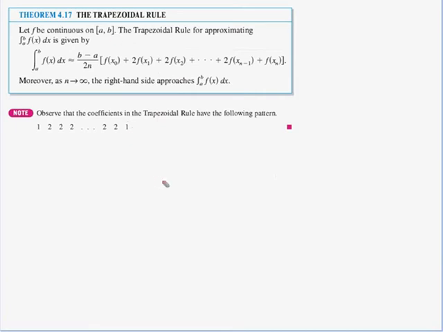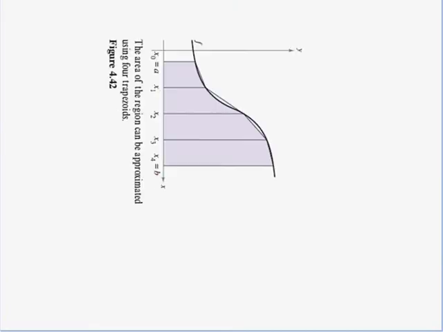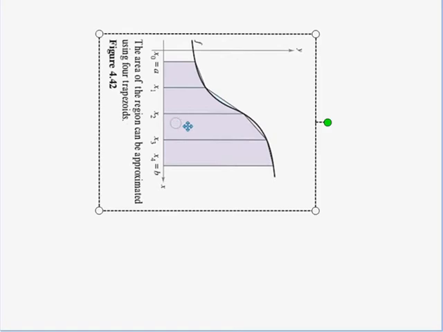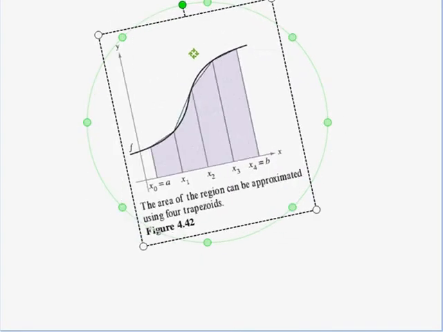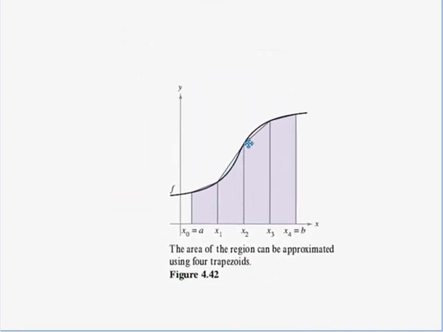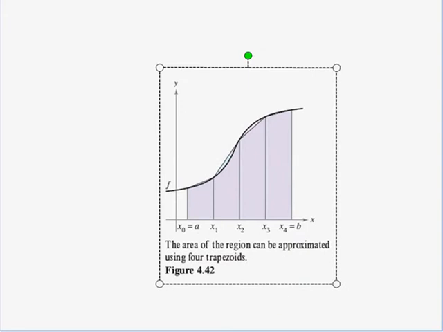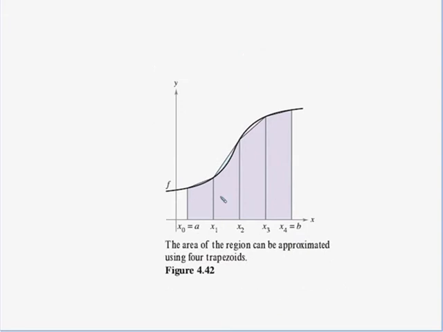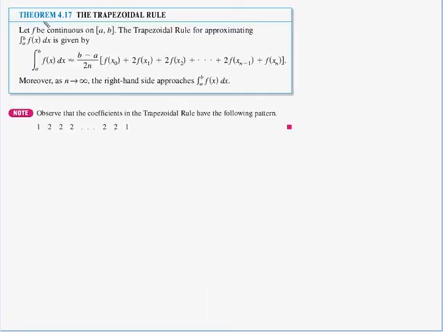And again, if you do see something like this on the AP test, it might be a free response or a multiple choice you got to do some scratch work on. But what they're probably going to do is give you a partition of 4 or 5 or 6 trapezoids. So here's the theorem for that. Again, this is more the calculus notation of it.